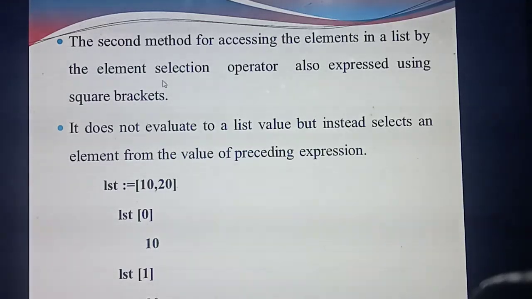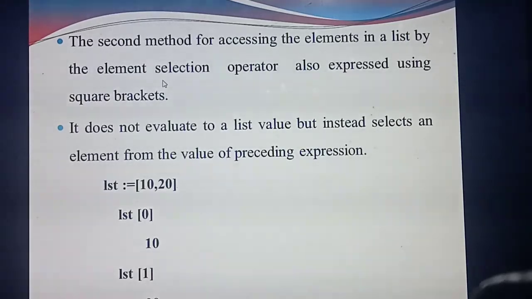So what's the second method to access the elements in the list called? Element selection operator. So here you need to express the elements using square brackets. Okay, so in the first method you assign different names for the values present inside the list, isn't it? But here you are not going to assign any name for the values in the list, but you are going to give some index values or place values for each element. Understood? So instead of giving different names to the elements, you are giving some place value or index value for each element.